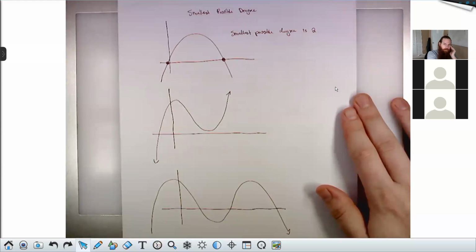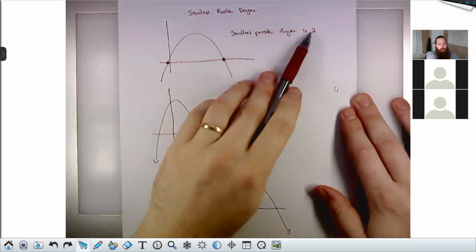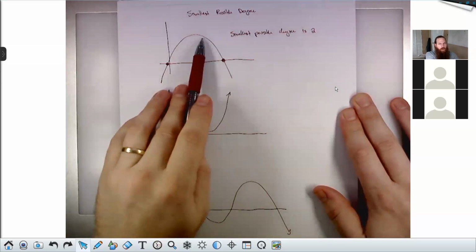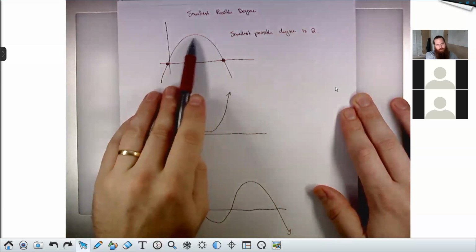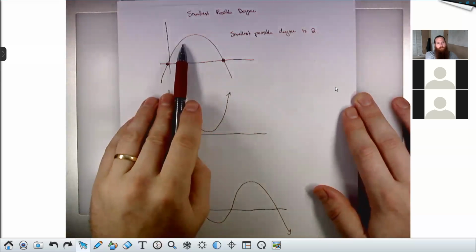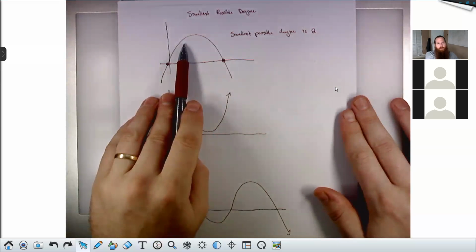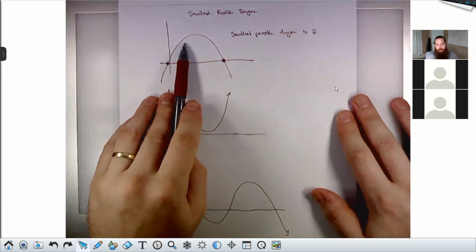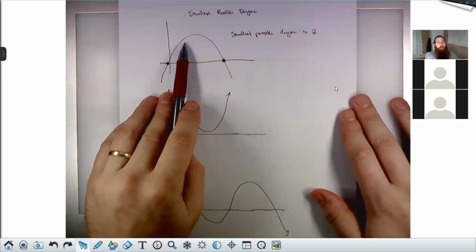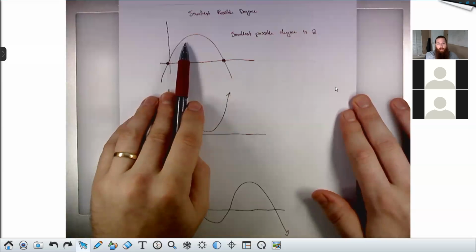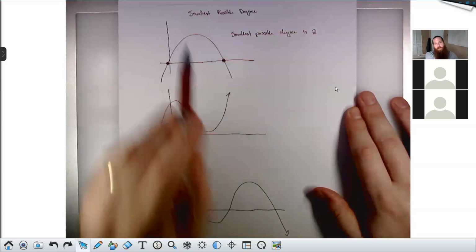All right. Notice that the minimal degree is 2, and you've got 1 local max, 1 turning point. So the relationship here is that the minimal degree is 1 more than the number of turning points, or the number of turning points for a degree n polynomial is at most n minus 1.